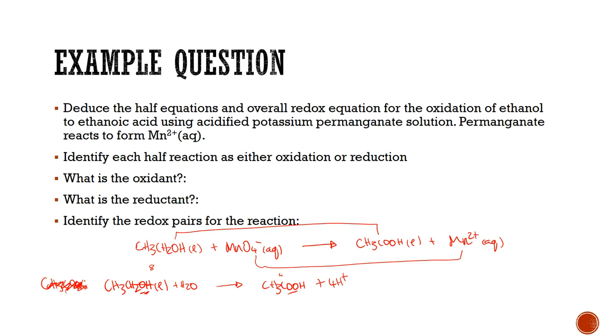Now ethanol is neutral, water is neutral, ethanoic acid is neutral. So my only charge is coming from 4H+. So I need to make it have a 0 charge on the left-hand side, and I'm going to make this 0 on the right-hand side. So I'm going to add 4 electrons onto this side. I've produced electrons, and I know that alcohol going to carboxylic acid is oxidation. So this is my oxidation reaction.